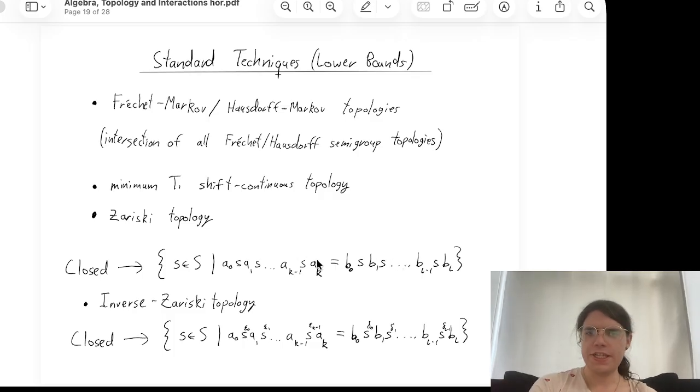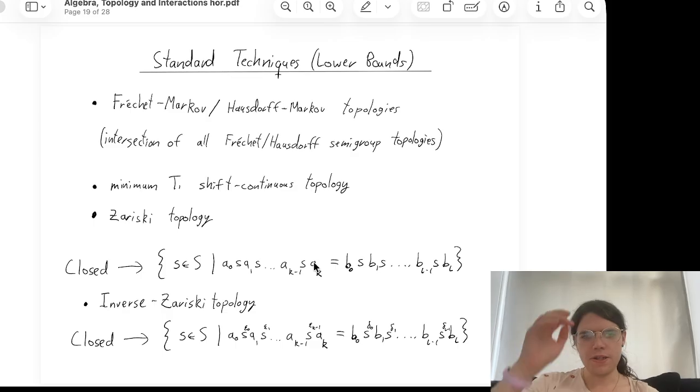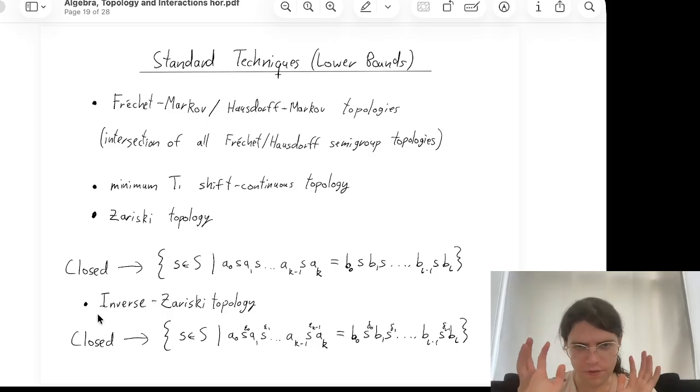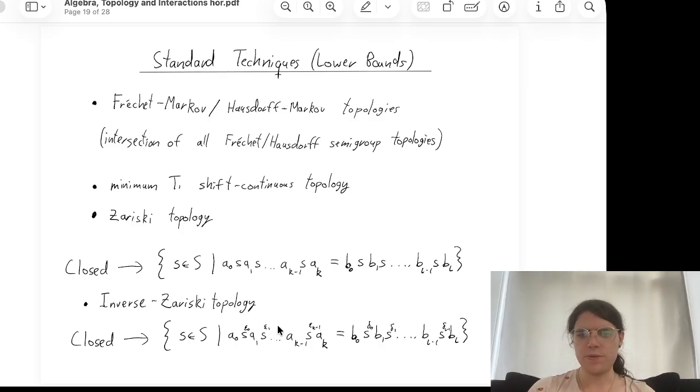And you can ask, okay, what can I deduce from these being closed? The Zariski topology is the smallest topology in which these things are closed. It turns out that the Zariski topology is always a shift continuous T1 topology, but it might not be Hausdorff, and it might not be a semigroup topology, though in practice it sometimes is. This is a natural place to start because it gives you a concrete family of sets that you know are closed, and hence a concrete family of sets that you know are open. And if you have an inverse semigroup or a group, you have the inverse Zariski topology, which is the same thing, but you're allowed to use the inverse operations as well.